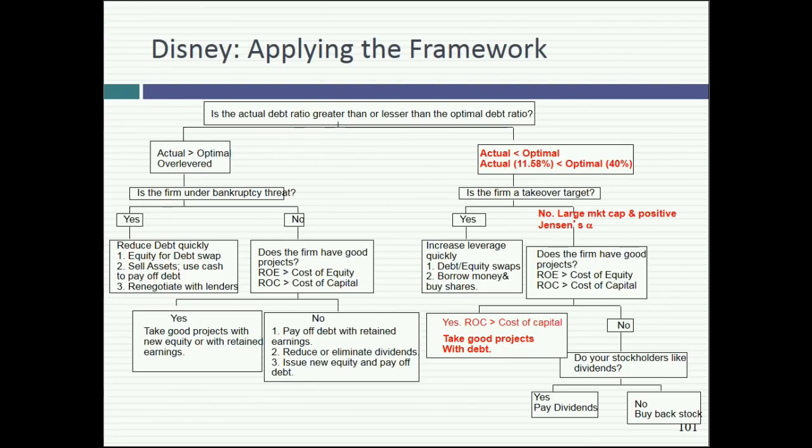So in 1998, when I looked at Disney, it was a $70 billion company, which in 1998 was a pretty large market cap. Its Jensen's alpha was a huge positive number. It had done very well over the previous 5 years. It had no insider holdings. So that was the only strike against it. So in 1998, I came to the same conclusion I did in 2013: borrow money and take projects.